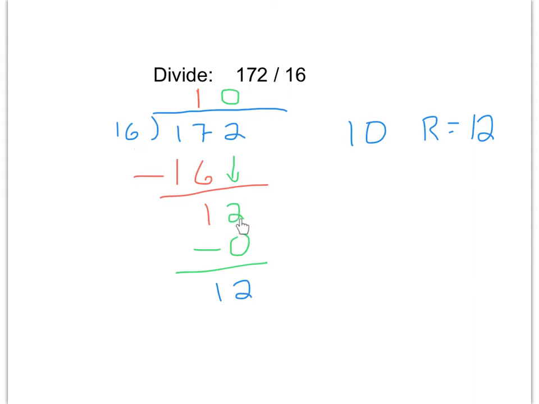16 goes into 12 0 times. 0 times 16 is 0. I subtract. 12 minus 0 is 12. I'm out of spaces up here, so I have a remainder of 12. So my quotient is 10 with a remainder of 12. If I wanted to write that as a fraction, I would do 10 and 12 sixteenths. And if I wanted to do a decimal, I would continue to add zeros until something comes out evenly.